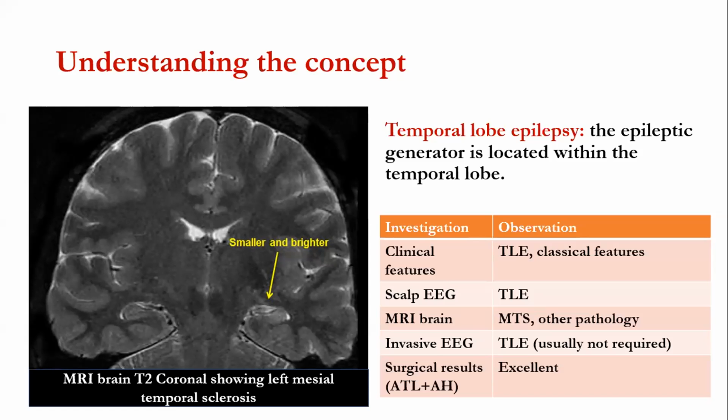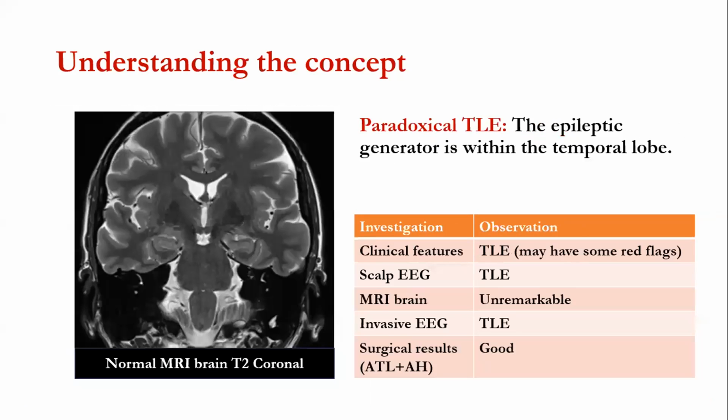Now, compared to that, what is paradoxical temporal lobe epilepsy? Here too, the epileptic network or generator is within the temporal lobe, and therefore the clinical features do look like temporal lobe epilepsy. There may be some odd red flags. The scalp EEG also localizes to the temporal lobe region, but the problem is radiologically, you can't make out any changes in the temporal lobe region, the mesial temporal structures.